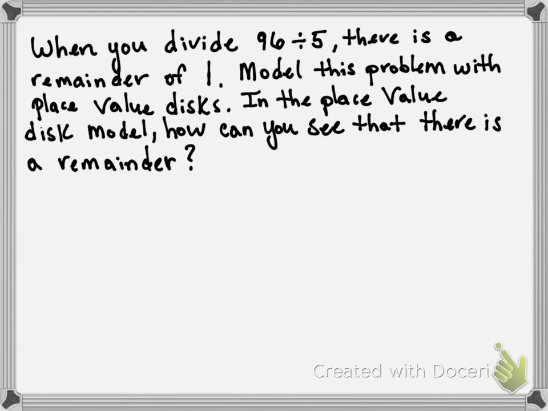Problem 2. When you divide 96 divided by 5, there is a remainder of 1. Model this problem with place value disks. In the place value disk model, how can you see that there is a remainder?